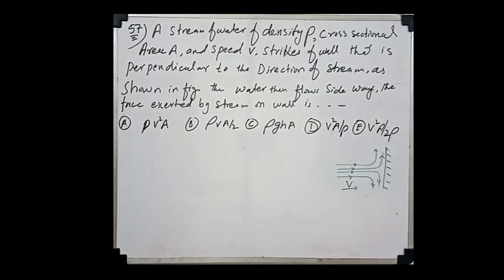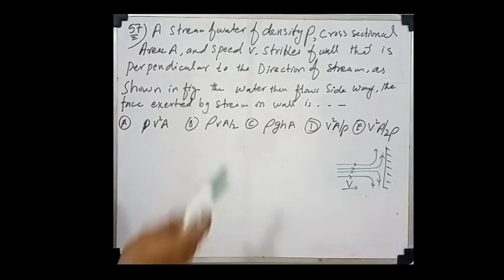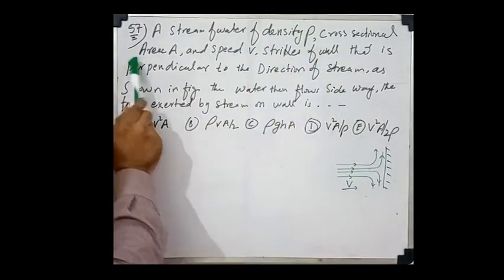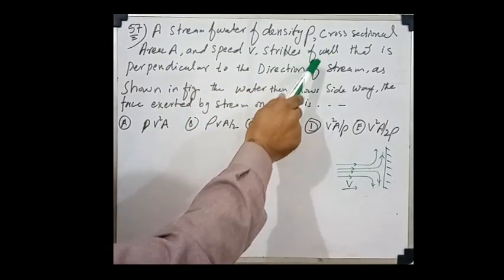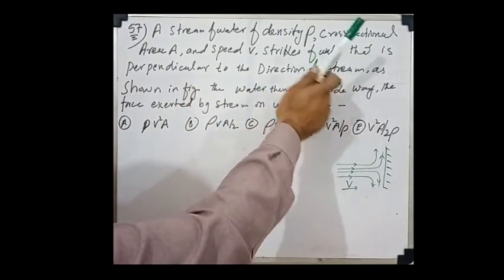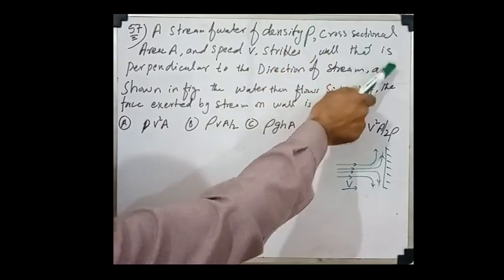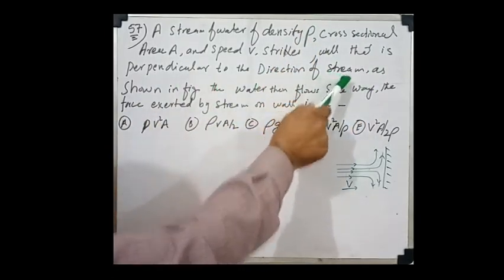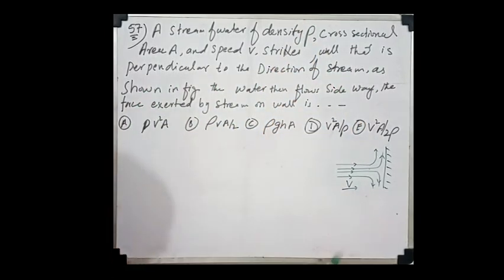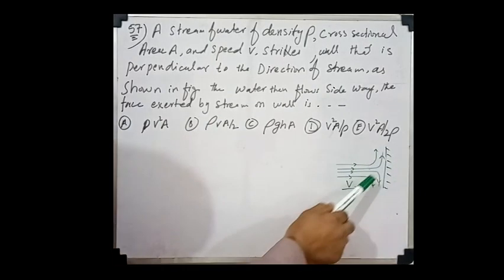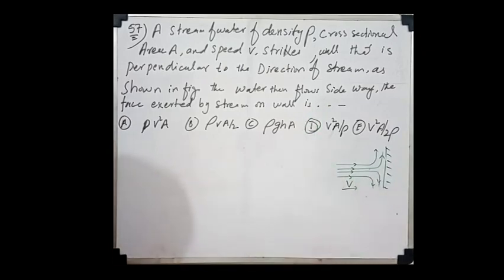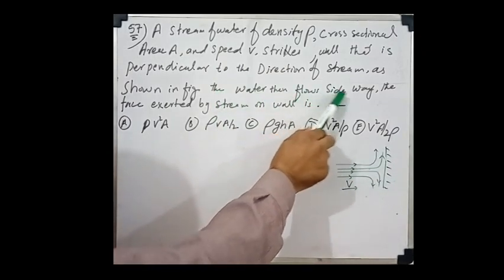Next problem. A stream of water of density rho, cross-sectional area A and speed v strikes a wall that is perpendicular to the direction of the stream as shown in the figure. This is a wall and this is a stream of water flowing in this direction. It strikes the wall here. After that, the water then flows sideways.